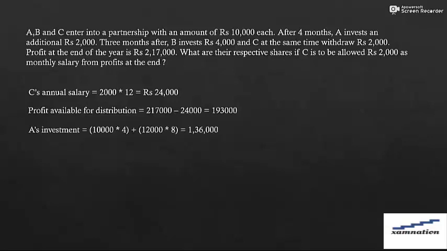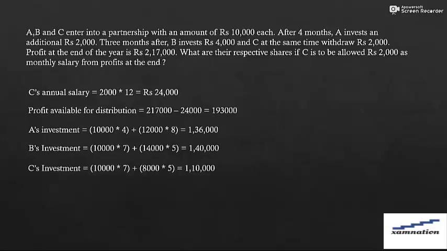So now we calculate A's investment. He's invested 10,000 for 4 months, that is 10,000 into 4, and after that he has invested an additional 2,000, so that is 12,000 into 8. That comes to 1,36,000. For B, he invested 10,000 initially, and after 7 months, he's invested 4,000 extra. So that is 10,000 into 7, plus 14,000 into 5, which comes to 1,40,000. C's investment similarly is 10,000 into 7, but he withdrew 2,000 after that. So it is 8,000 into 5, which comes to 1,10,000.